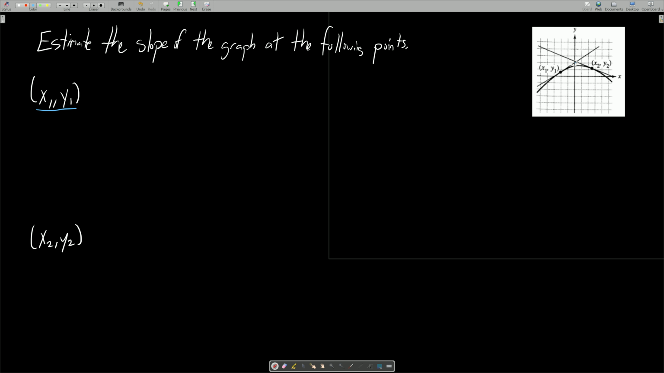Notice that it crosses a point right here and right here. So we have a rise over run, a slope of 2/3.